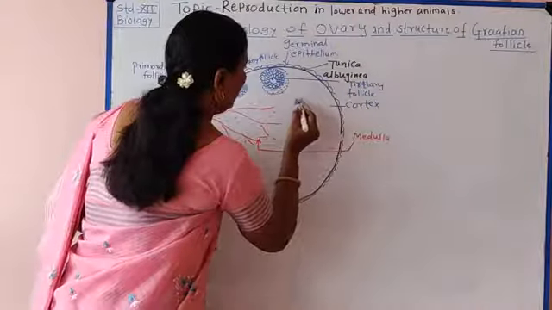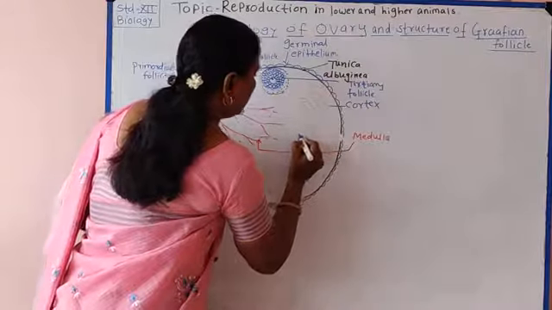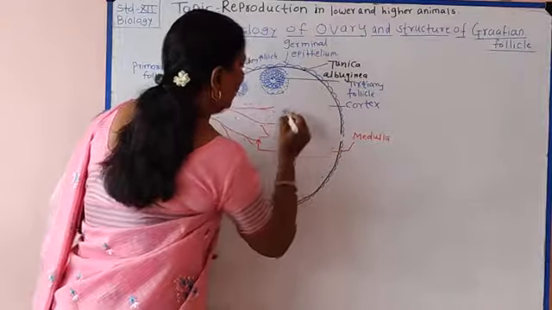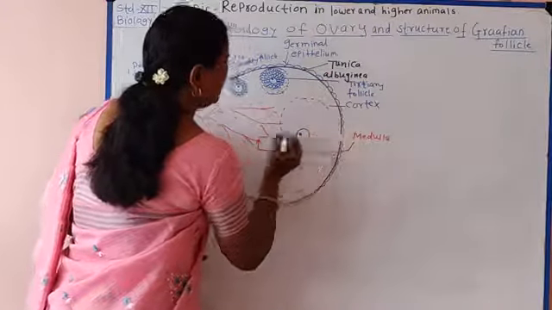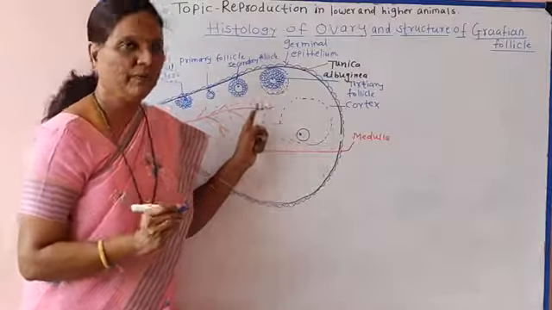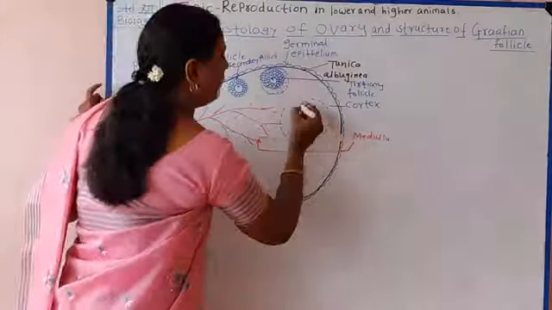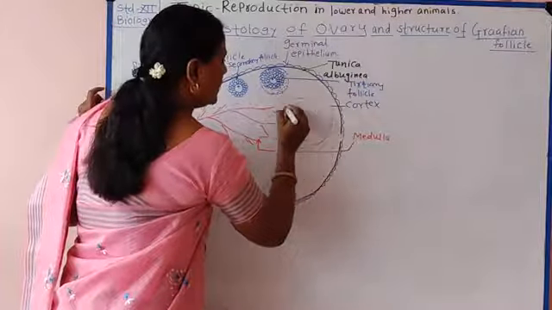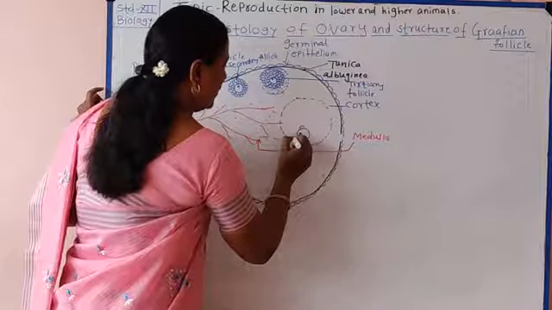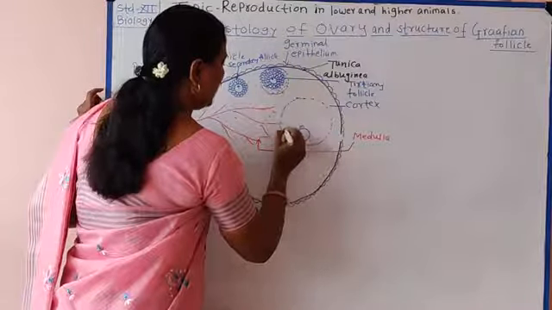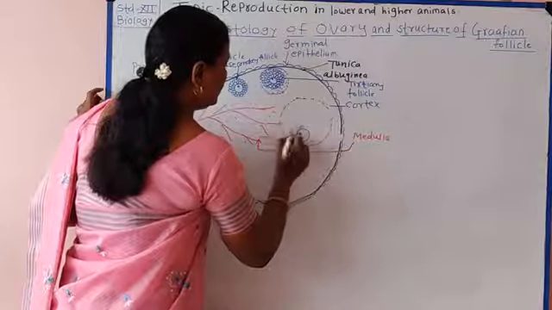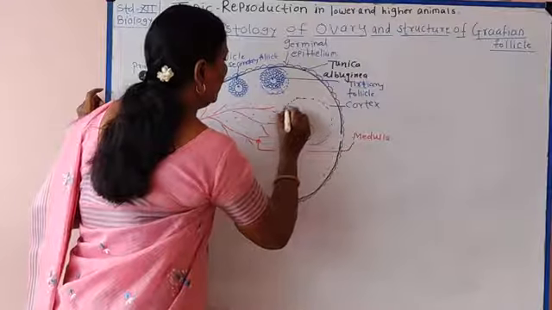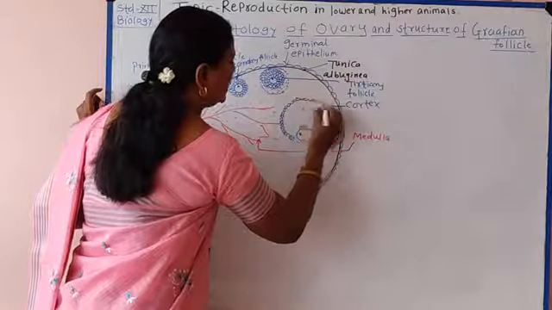Now in the Graafian follicle, what happens? The secondary oocyte is present at one end of the follicle due to the presence of a large fluid cavity, that is called the antrum. The granulosa cells are also present one above another, and they form such a layer.